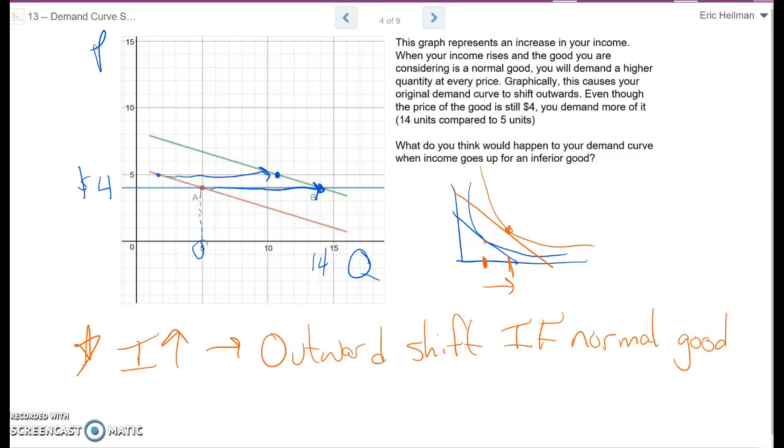So then I'm going to leave you a question here. What do you think might happen if your income goes up and the good is inferior? So we'll throw in a play pause question about that, and we'll move on to the next change.